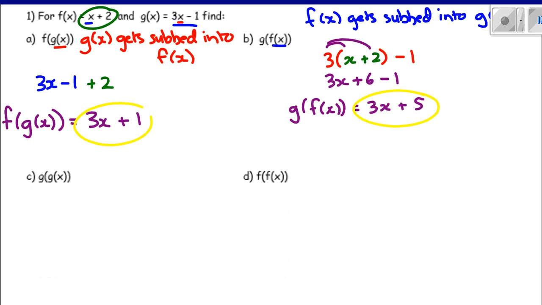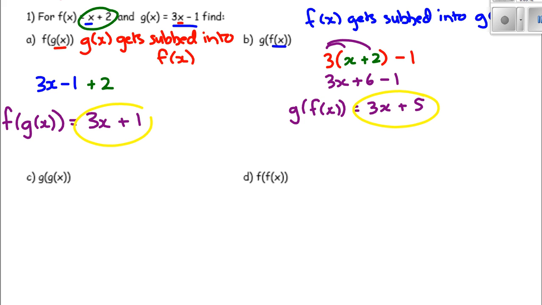g of g of x. So basically we just sub g of x into g of x. So g of x is 3x minus 1. So instead we've got 3, and instead of x we sub itself back into it: 3x minus 1, close the brackets, minus 1. So the overall function is 3 brackets x minus 1, and where there was an x, we've replaced it with g of x itself, 3x minus 1. So that's actually possible to do.